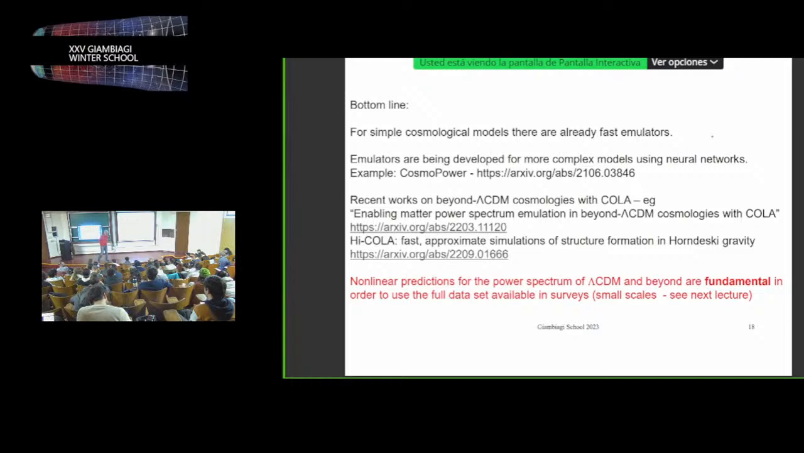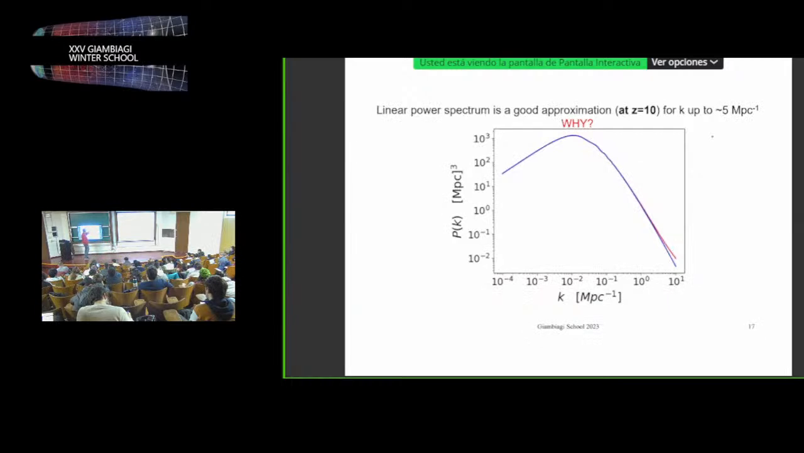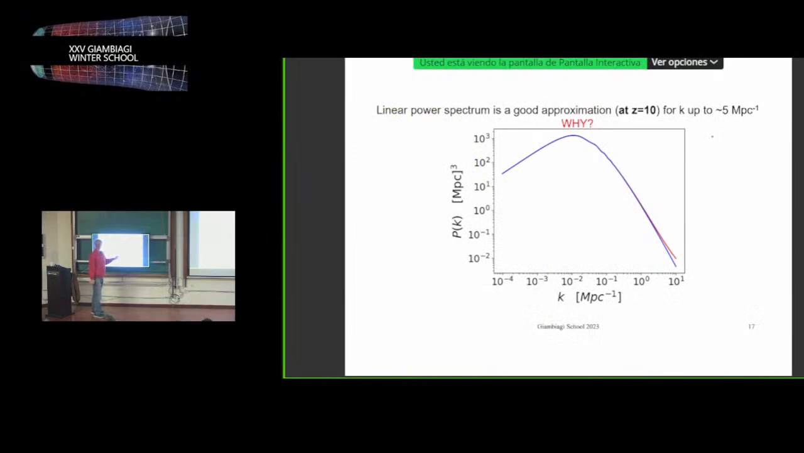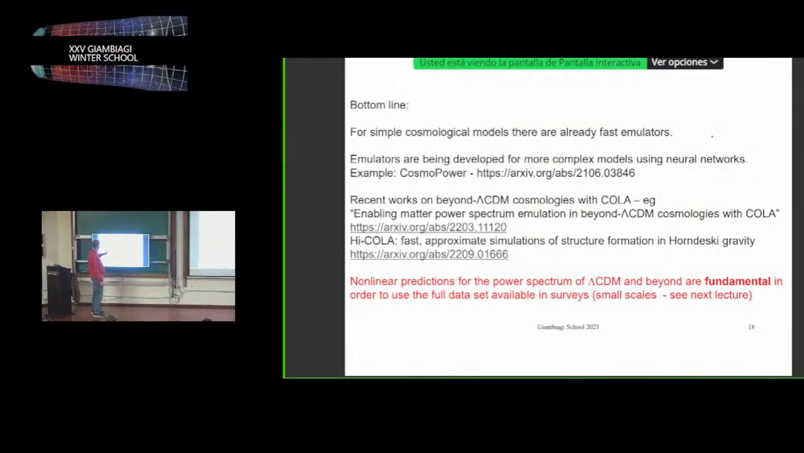Why a higher redshift? Yes, absolutely. So at higher redshift, the perturbations had less time to grow, so they are still more in the linear regime. That's the reason. Okay? Good. More questions? Okay, so let's go to baryons.